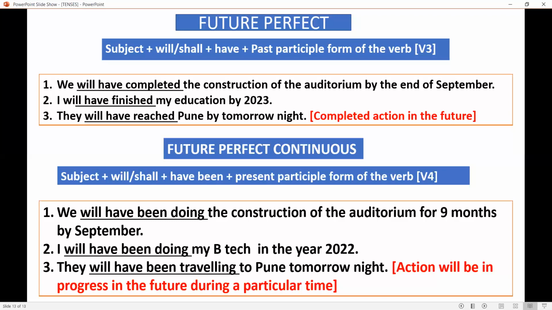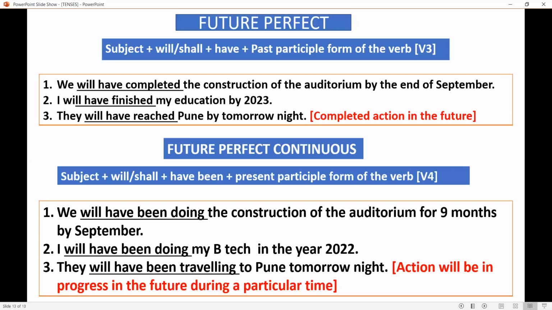See, look at this. First example, we will have been doing the construction of the auditorium for 9 months by September. So that shows that in September it is not completed. The construction will be going on. Okay, not like in the future perfect tense. We will have been doing the construction of the auditorium for 9 months by September.